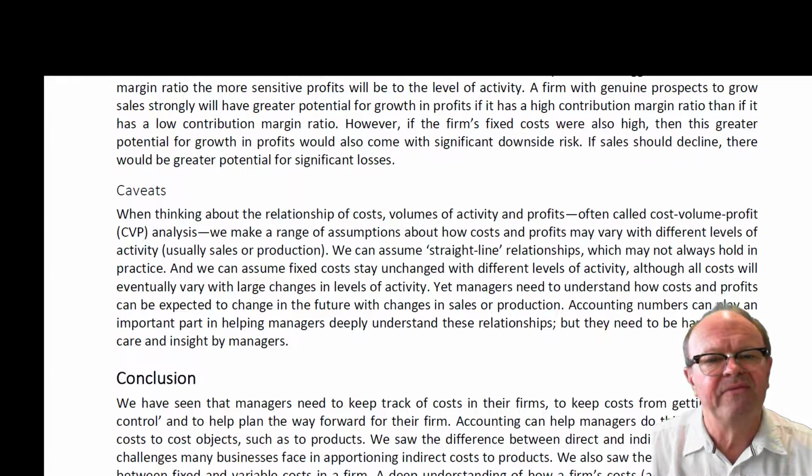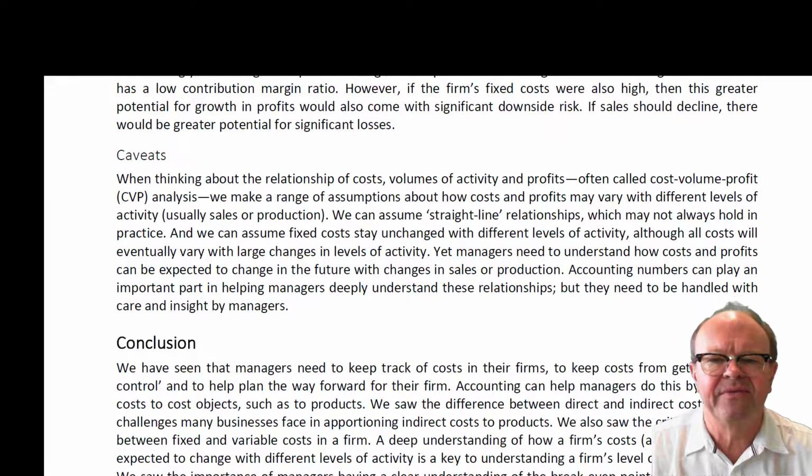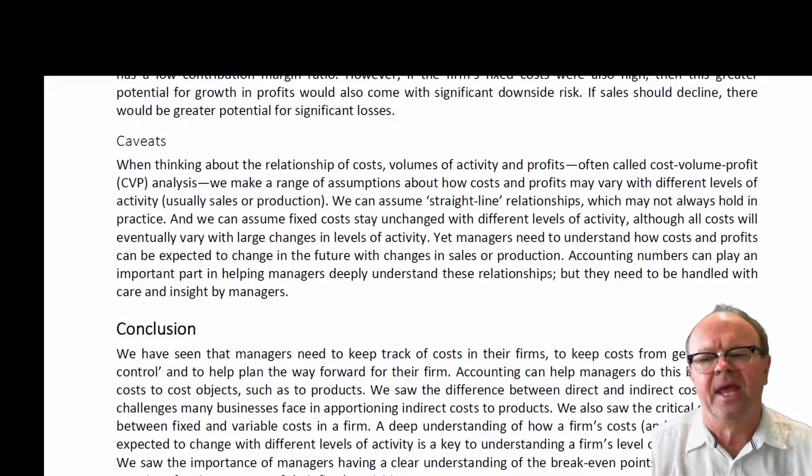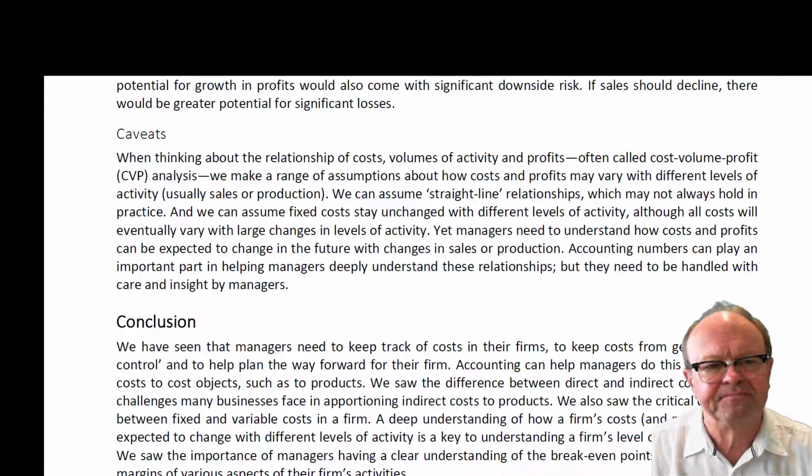However, if the firm's fixed costs were also high, then this greater potential for growth in profits would also come with significant downside risk. If sales should decline, there would be greater potential for significant losses.